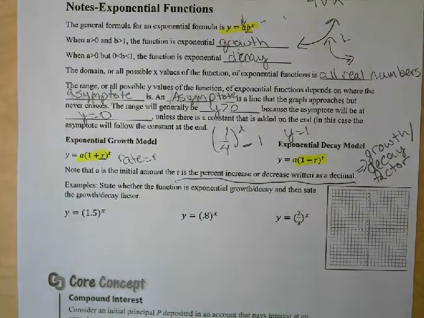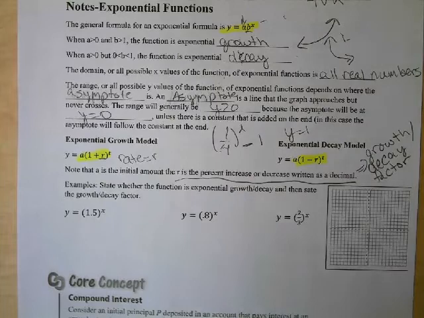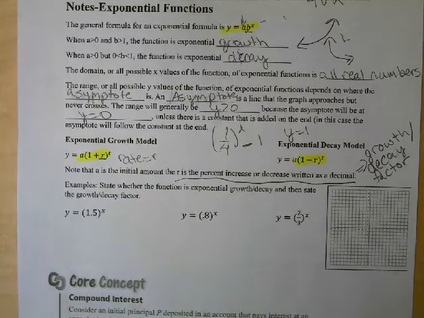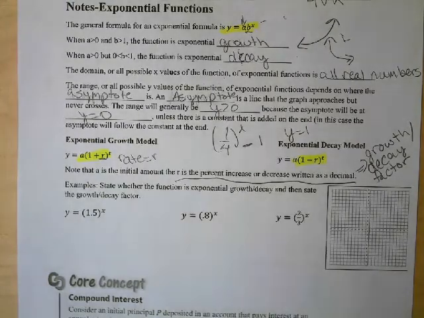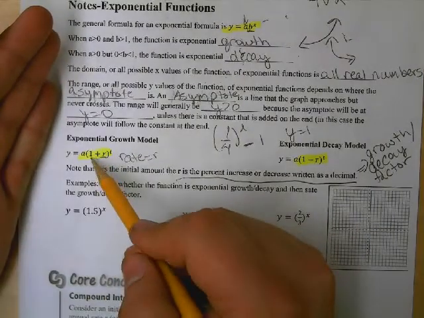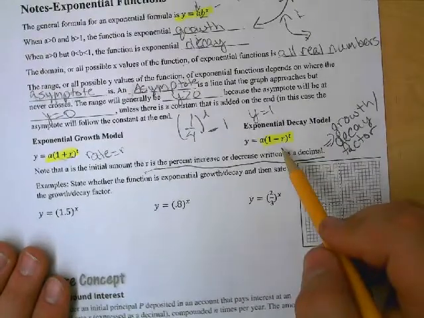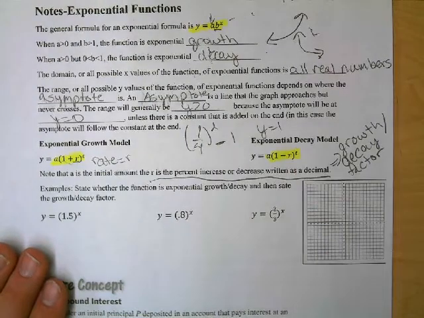Another word you learned today. That's 2 words you learned today. Okay? Asymptote and growth and decay factor. 2 words. Good vocab lesson today. Okay? So generally speaking, exponential growth is generally going to be greater than 1. Exponential decay is generally going to be less than 1.